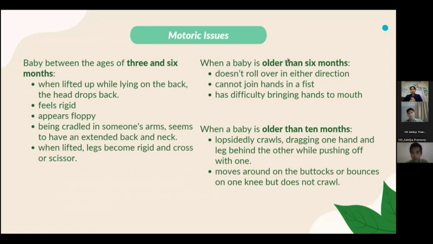When a baby is older than 6 months, for example, doesn't roll over in either direction, cannot join hands in a fist, has difficulty bringing hands to mouth. When a baby is older than 10 months, lopsidedly crawls, dragging one hand and leg behind the other while pushing off with one, moves around on the buttocks or bounces on one knee but does not crawl.